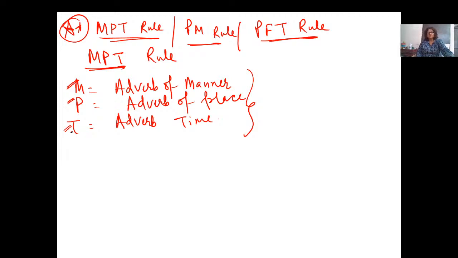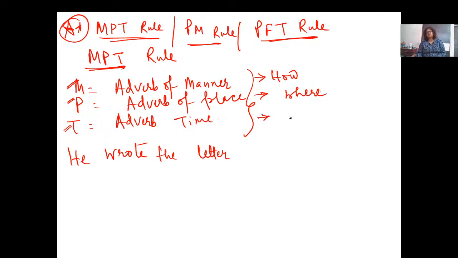So what is the example? If we write, "He wrote the letter." One thing: for adverb of manner you ask the question how. For adverb of place you ask the question where. For adverb of time you ask the question when. How, where, and when. So, "He wrote the letter swiftly at home yesterday."